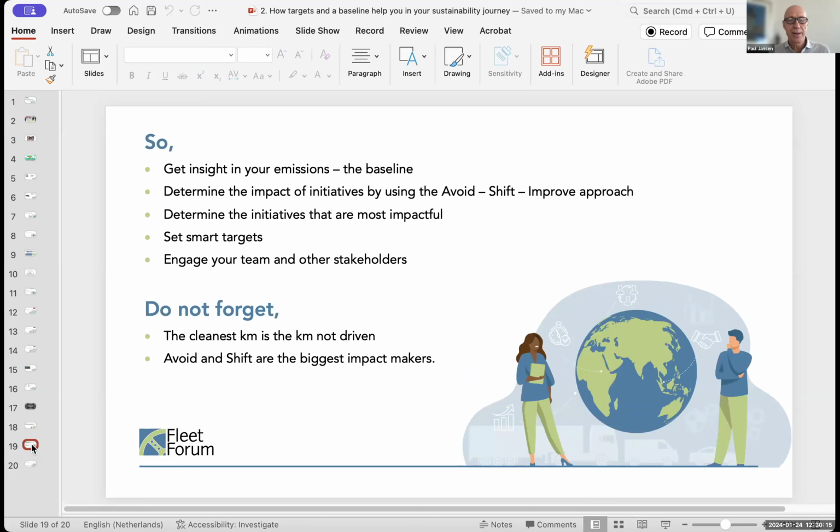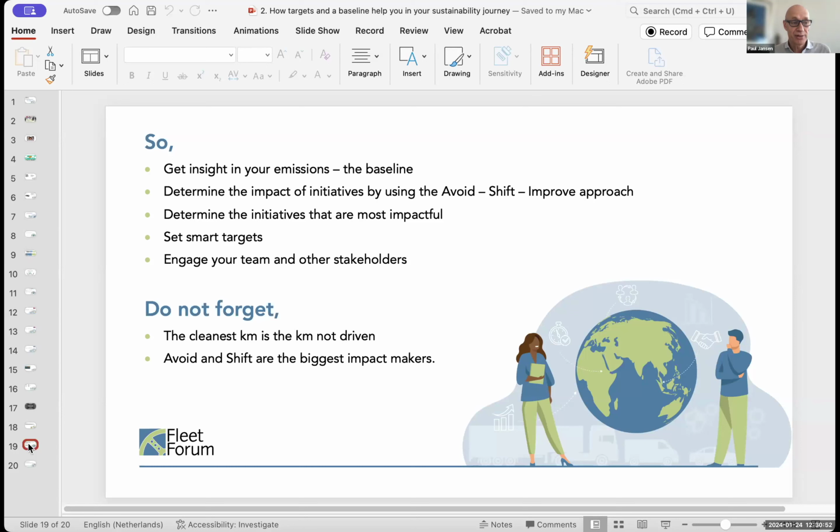Really look at the impact of the initiatives and use this avoid, shift, improve approach. Collect together with your team, together with other colleagues from programs, for example, all kinds of initiatives that you can do with this avoid, shift, improve, and then take the ones of which you know, okay, those are most impactful. If you have an initiative which you think, well, I can reduce 0.5% of my fuel, but I need to do a lot of activities, that might not be the most impactful and not the one you should focus on.